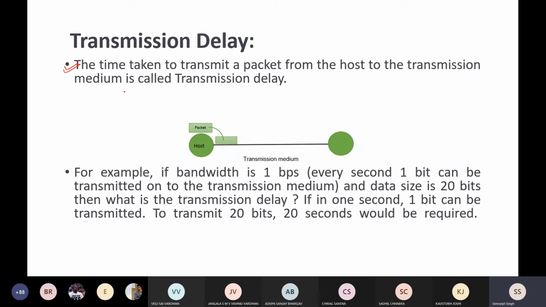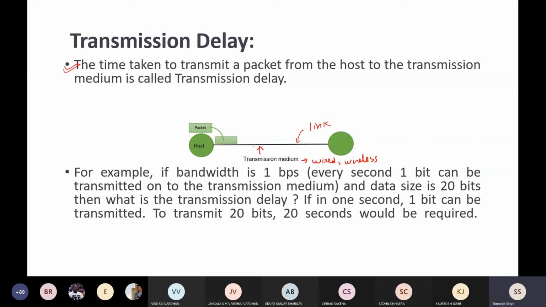It is the same thing, the time taken to transmit a packet from a host to the transmission medium. This is your transmission medium. The transmission medium can be wired or wireless, because we have discussed it already. Most of the time it will be referred to as a link. A link can be wired or wireless.